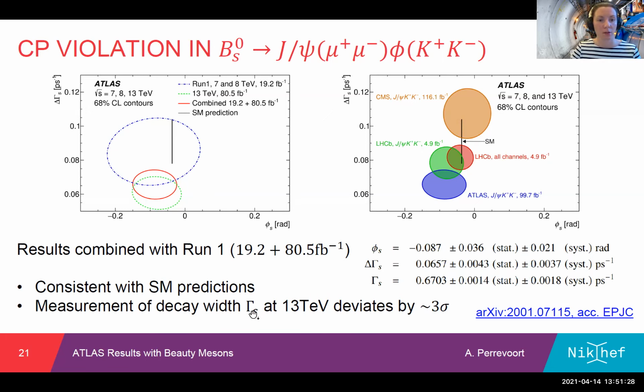Overall, though, we are consistent with standard model predictions, and we are also consistent with measurements by LHCb and CMS, as shown in the right-hand plot.